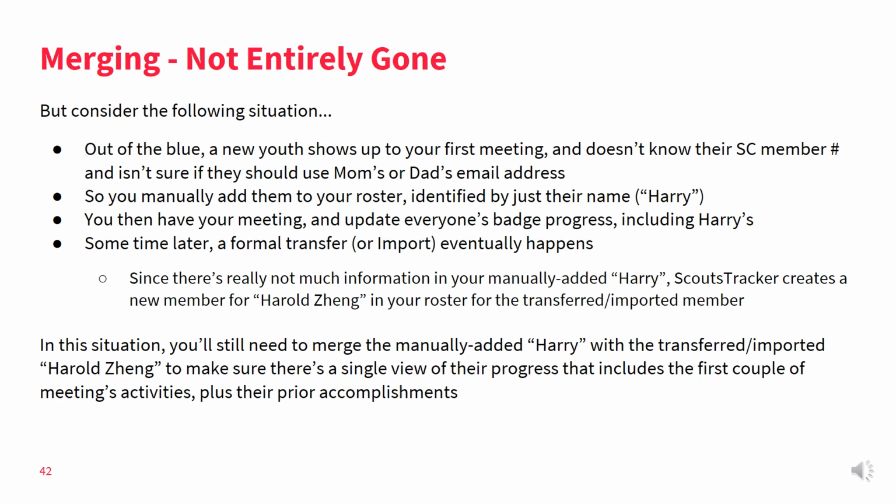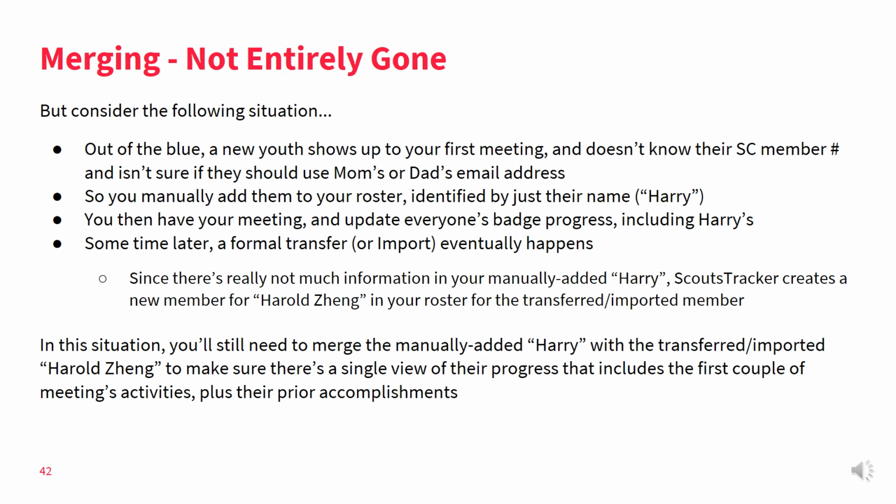Sometime later, eventually, the old section will get around to transferring the records, or maybe your group will do an import from My Scouts, and suddenly we'll have the real records. But because there's not much information in your manually entered youth, the one called Harry, ScoutsTracker ends up creating a new member for Harold Zeng in your roster. In this situation, there was no way for ScoutsTracker to figure out that Harry was actually the same person as Harold Zeng.